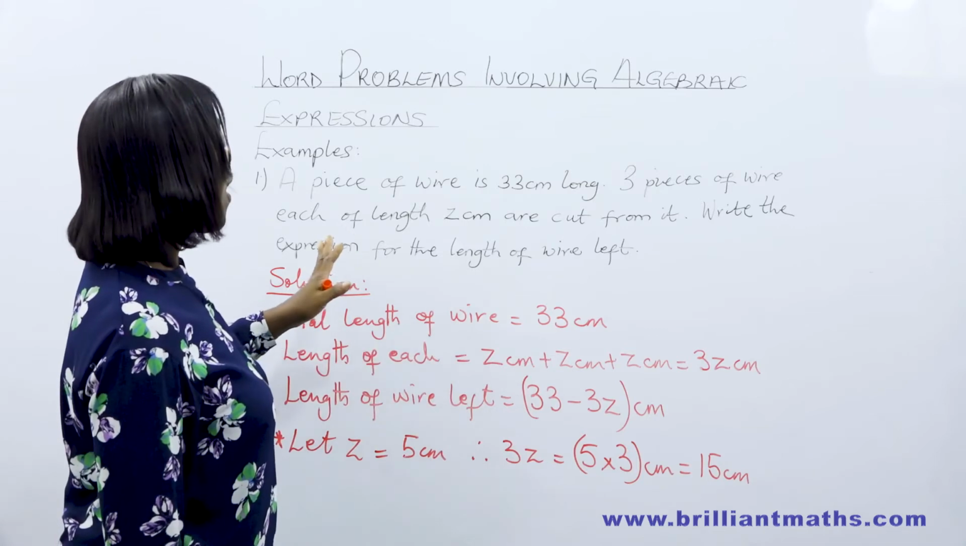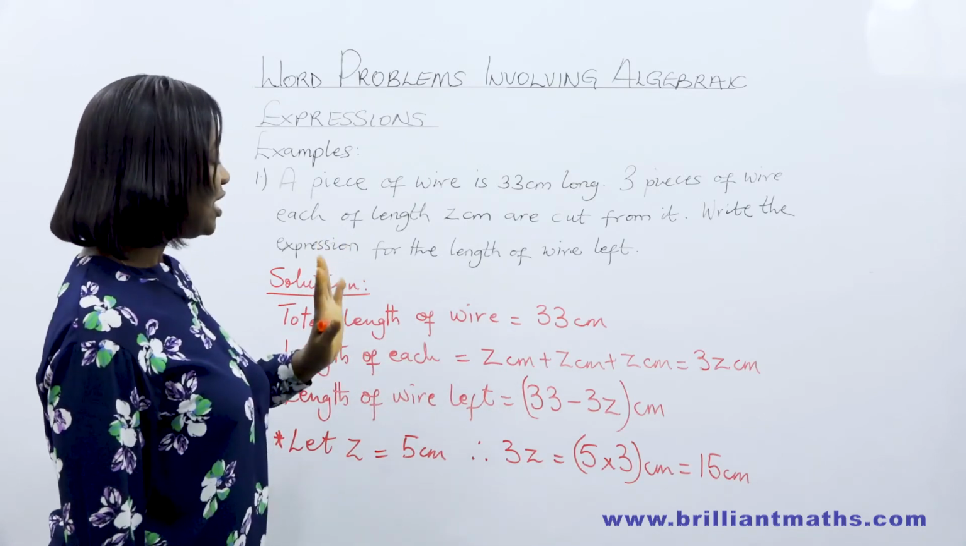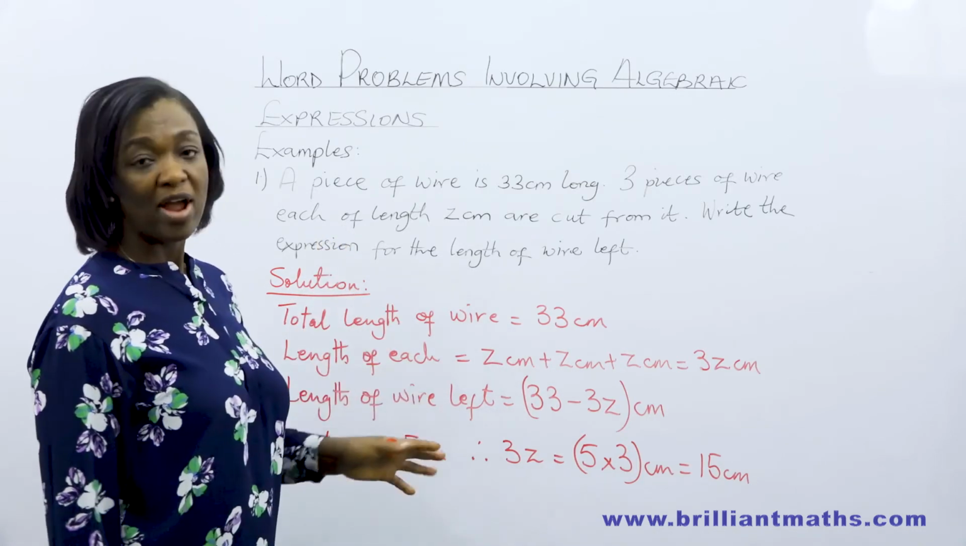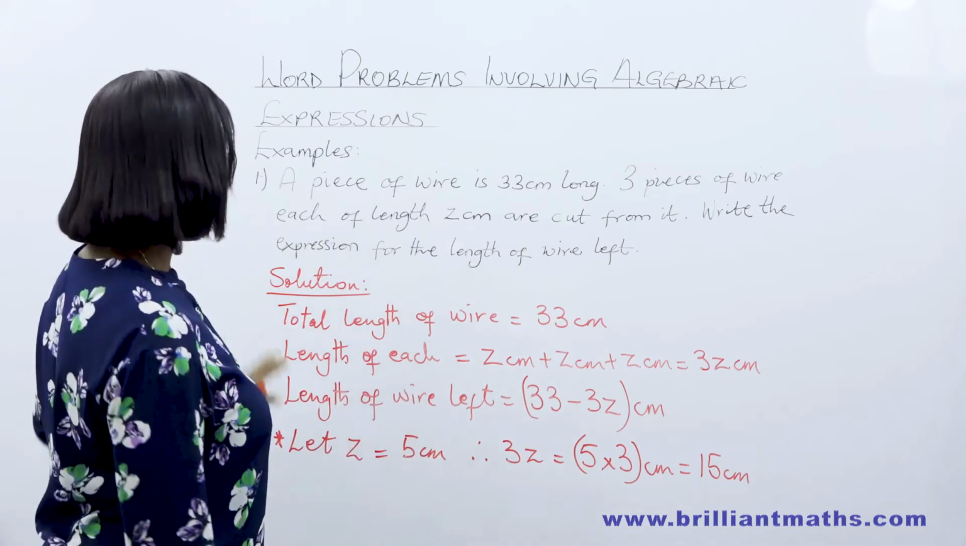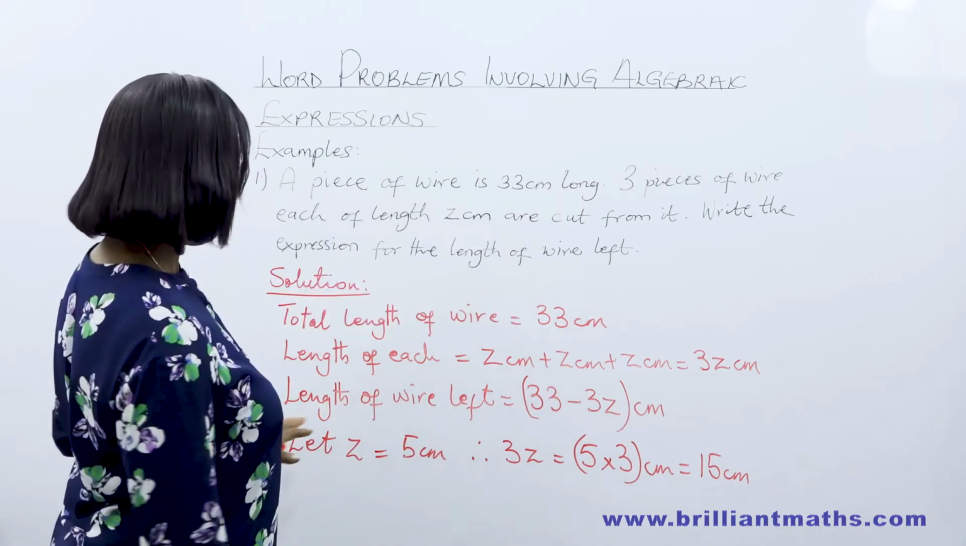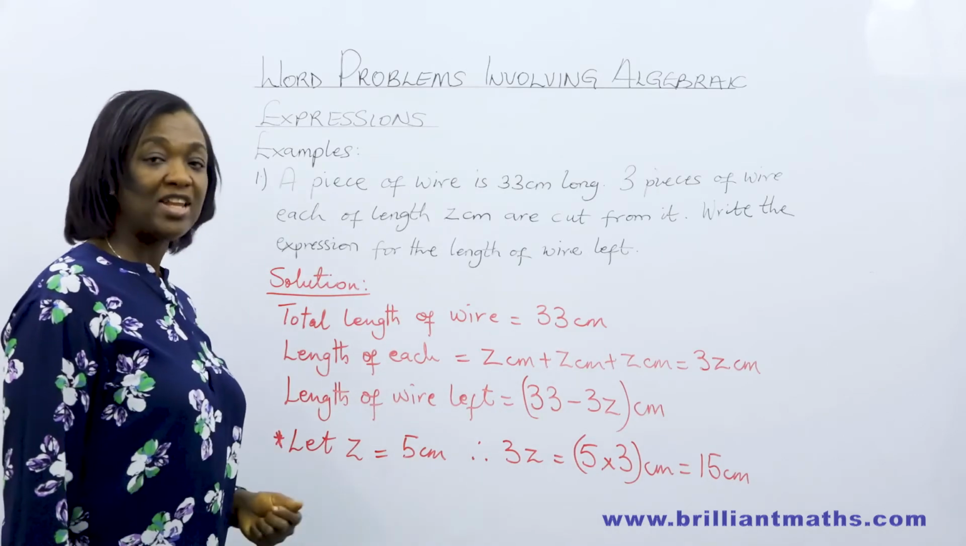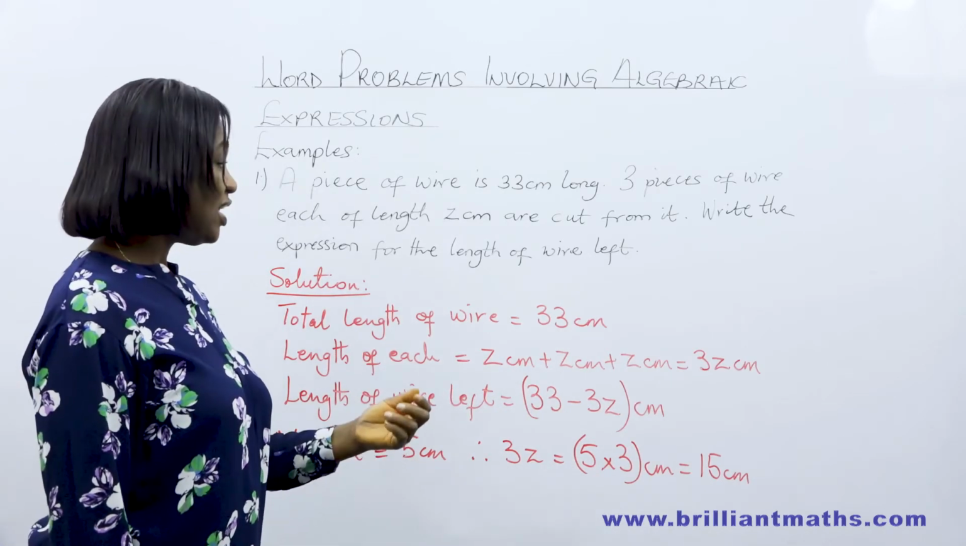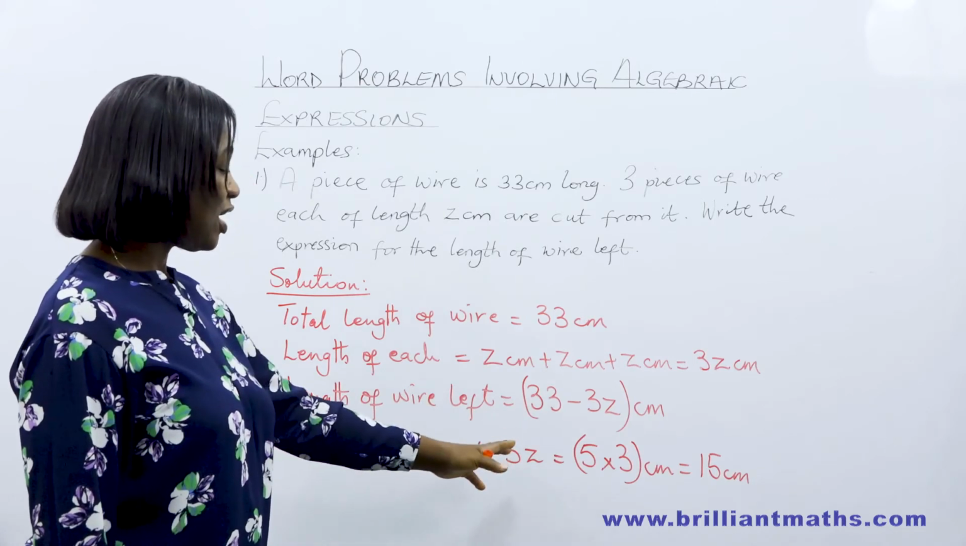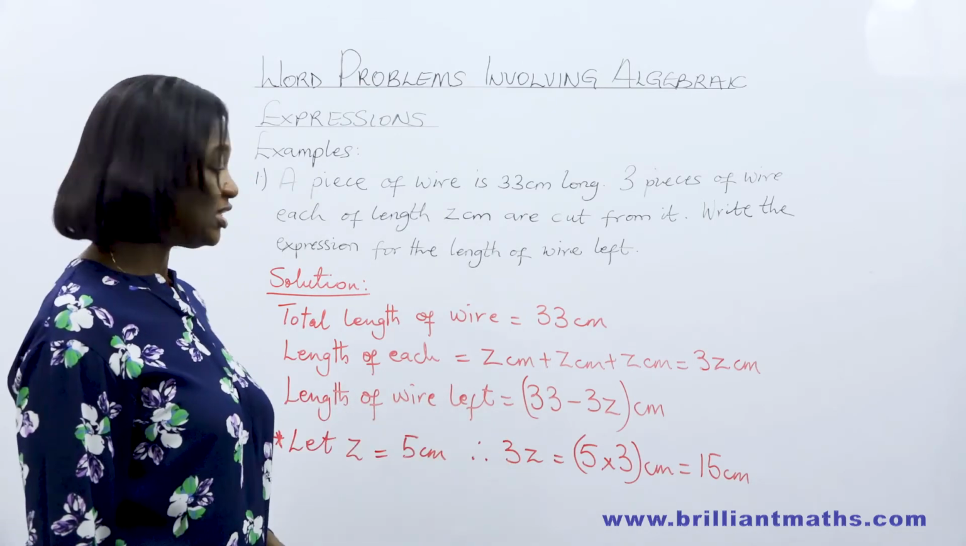So, how many centimeters of wire is actually left? We have finished finding the expression. We have given a value to z to be able to find the actual length of wire left if z is equal to 5 centimeters.